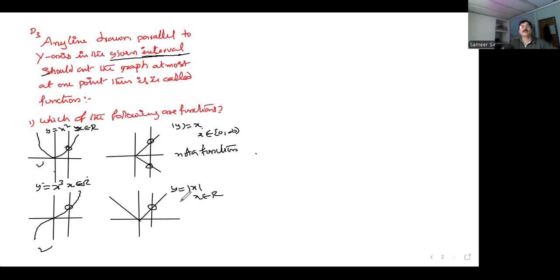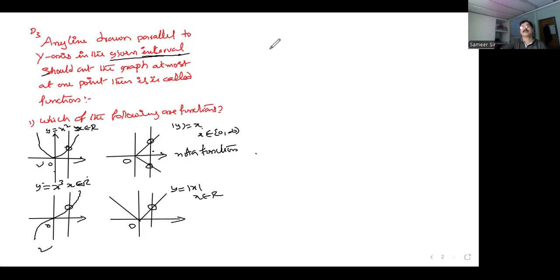Whereas here, the mod function I have taken is also going to cut at one point. That's why it is a function, right? So this is a function and this is not a function. This is also a function, right? And here y equals x cube is also a function. All these three are functions except this one. Now we'll move on to the next one.